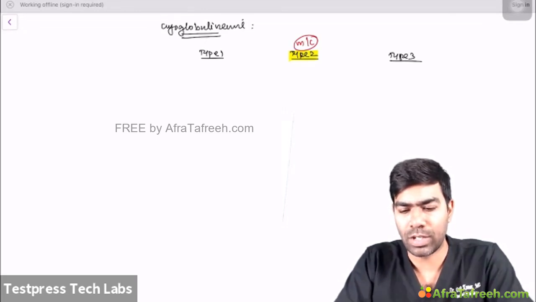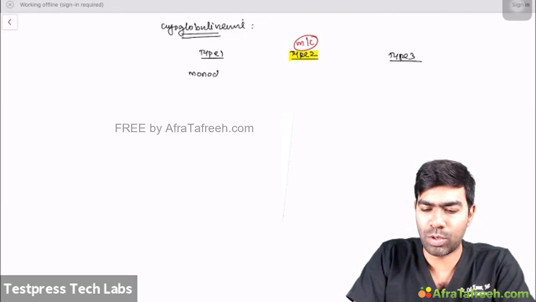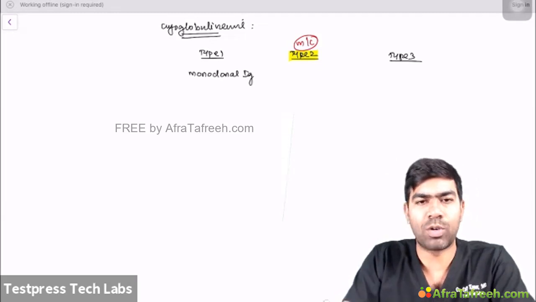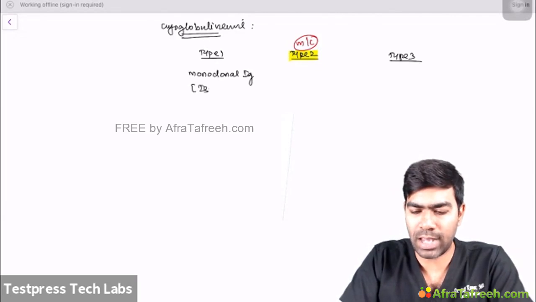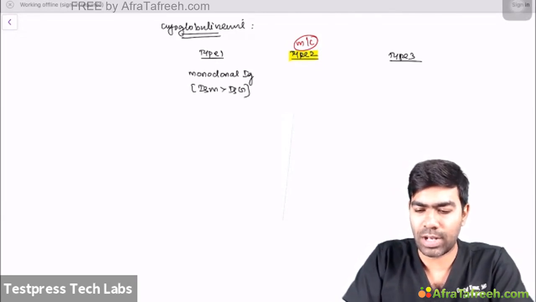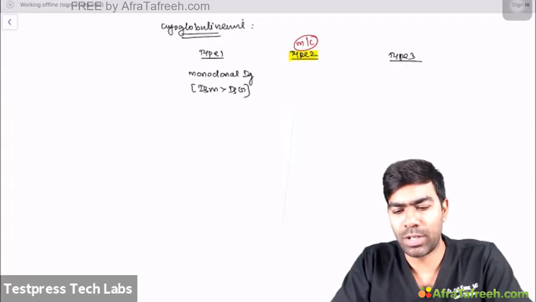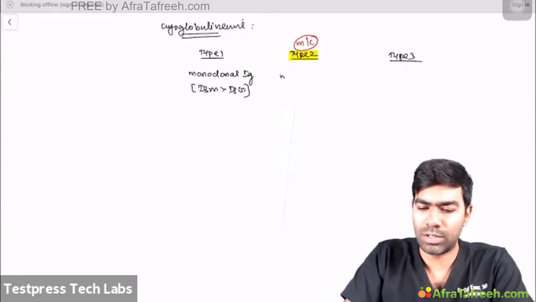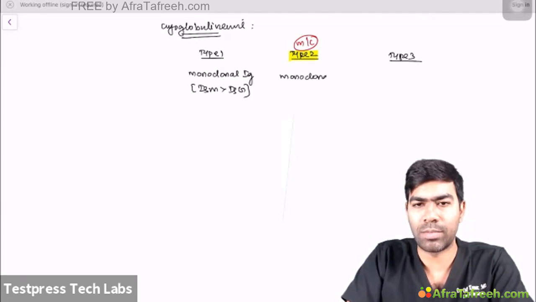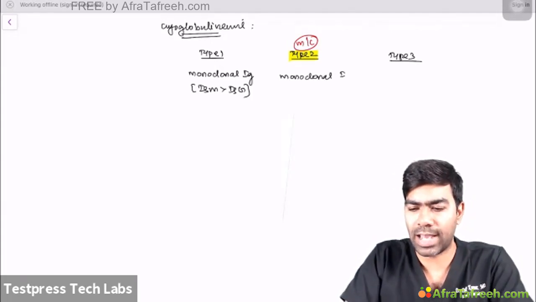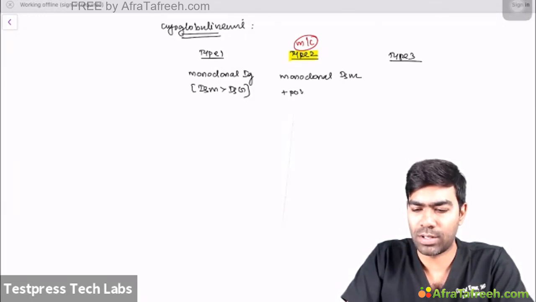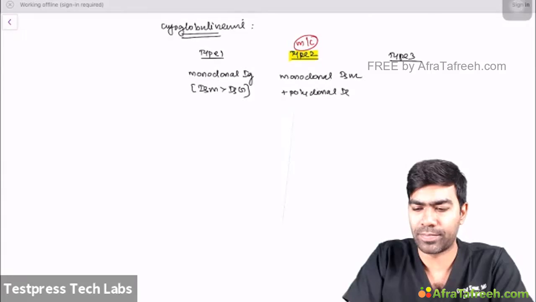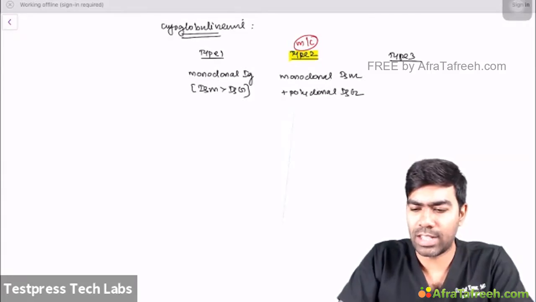I'll tell you why. Type 1 is characterized by monoclonal immunoglobulins. It can be any immunoglobulin, IgM or IgG, but usually it will be IgM more than IgG. Monoclonal immunoglobulins can produce type 1 cryoglobulinemia. Type 2 will have a mixture of monoclonal and polyclonal immunoglobulins: monoclonal IgM along with polyclonal IgG. This IgM is supposed to have rheumatoid factor activity, so it behaves like a rheumatoid factor.